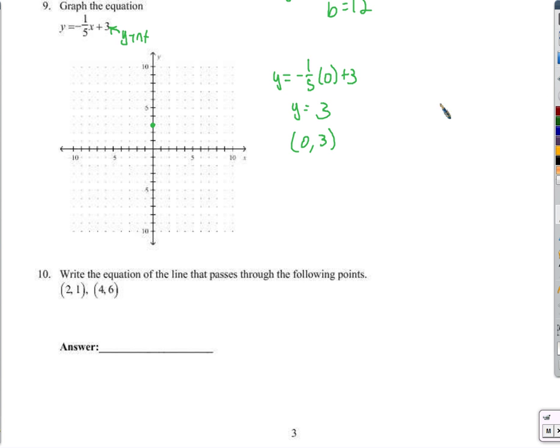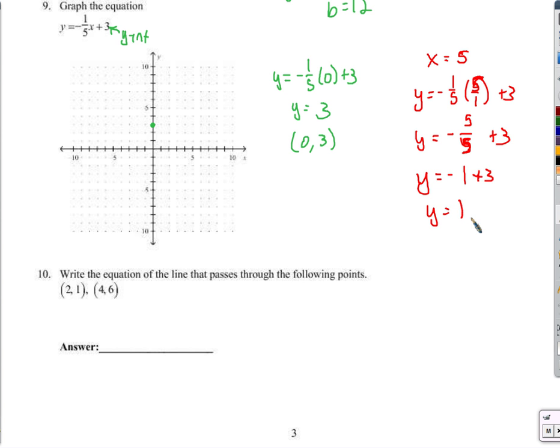And then we plug in a different value for x, a convenient value for x, 5. I know it's going to be convenient because watch what happens. Multiply by 5. That looks more like a 3. Multiply by 5, and I'll show you the long way. Negative 1/5 times 5 over 1 is going to be negative 5 over 5. 5 over 5 is 1, so what we have here is a negative 1 plus 3. And y equals 2. So we just plugged in 5 for x and got 2 for y.